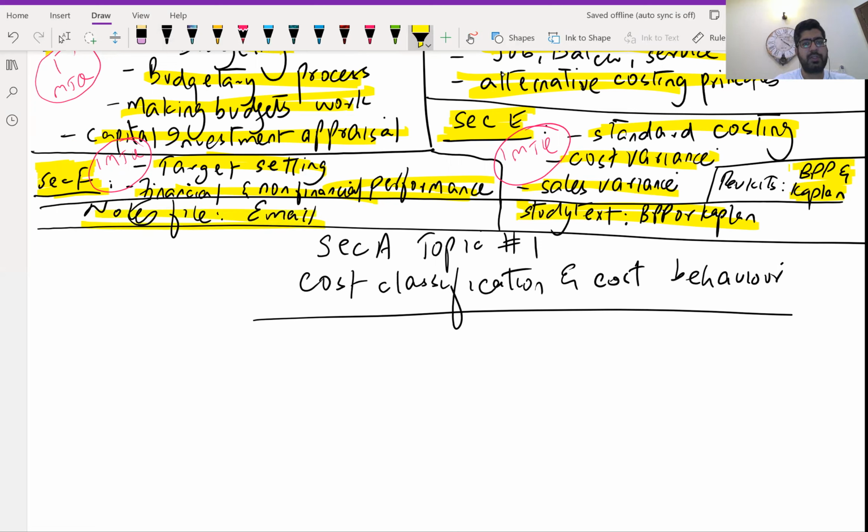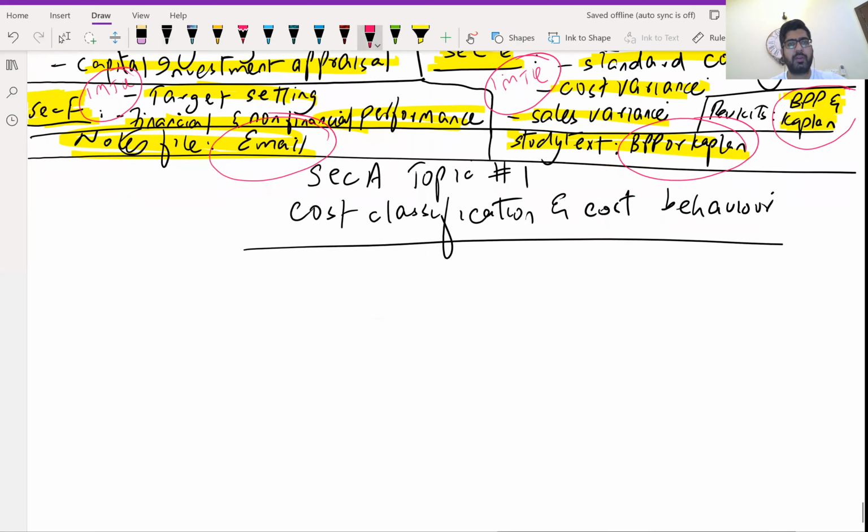So these are the 3 study materials which we are using: the notes file, which I will send you by email; the study text, either BPP or Kaplan; and the revision kits, both BPP as well as Kaplan. If we do all these things, how to prepare before going into the exam will be taught in the last class. But this is the study material which you need to keep. So let's start topic number 1, section A. Please note what study material you will be needing. We're starting section A, topic number 1, cost classification and cost behavior.